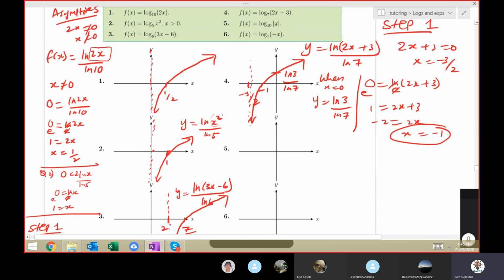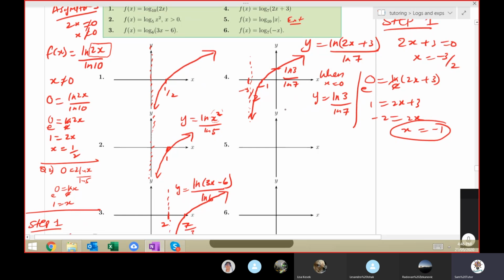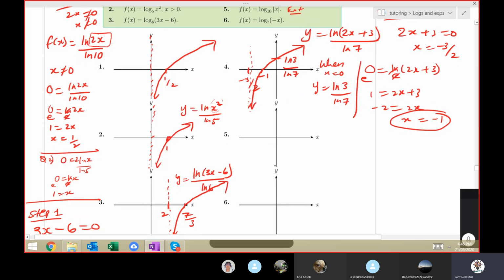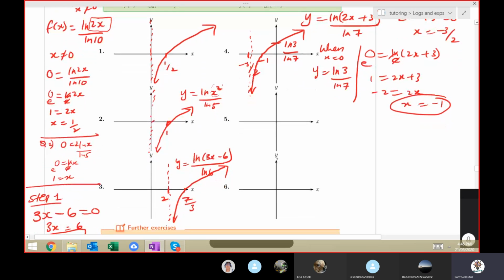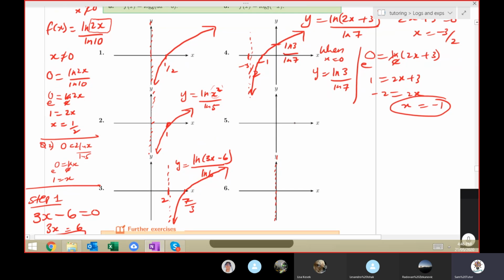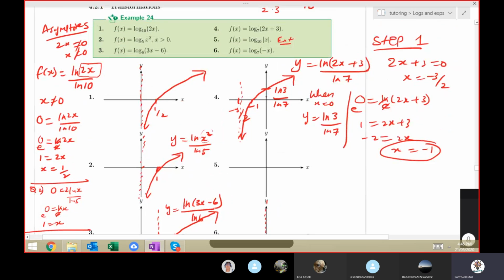Now, log of absolute value of x, that is not for you guys, that's for extension students, so we're going to skip that one. But log of negative x is for you guys. So question 6, the only thing you got to do with log of negative x, anyone have any ideas? The asymptote's still there. Log of negative x. Think of your exponentials. What happened when you made it into a negative x?